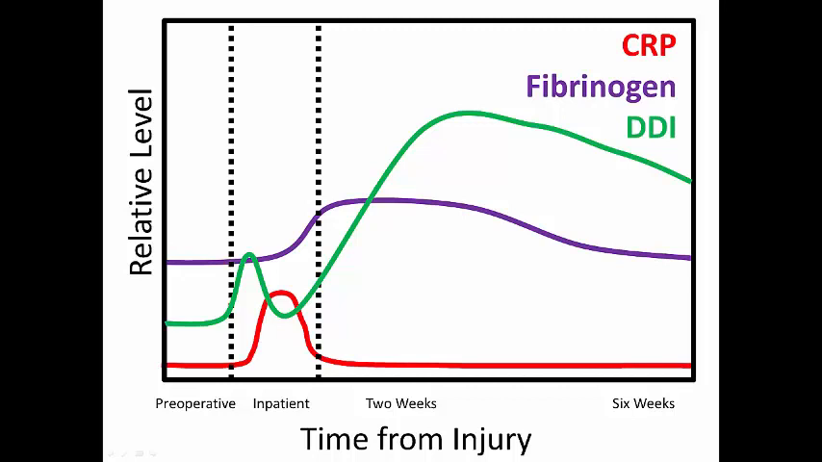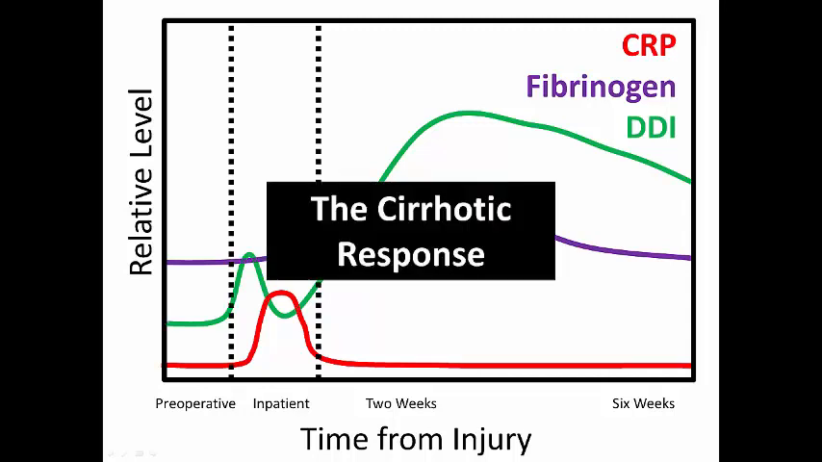This is a blunted and skewed acute phase response. Low CRP, low fibrinogen, high D-dimer. This is the cirrhotic response.